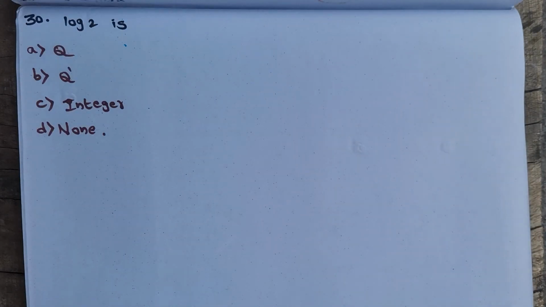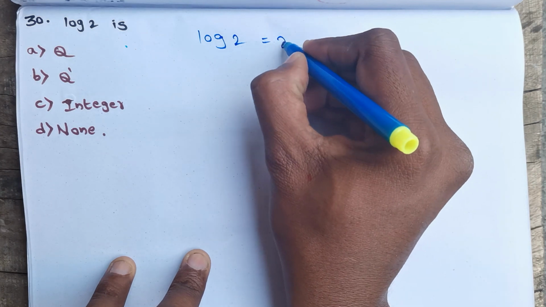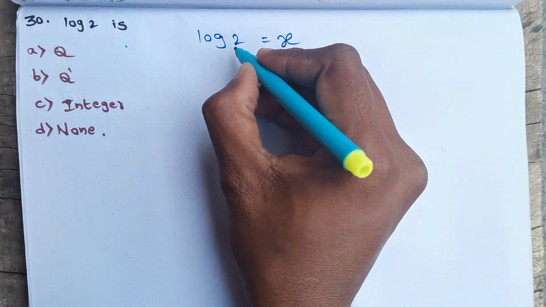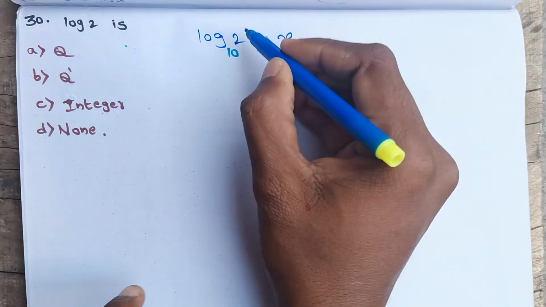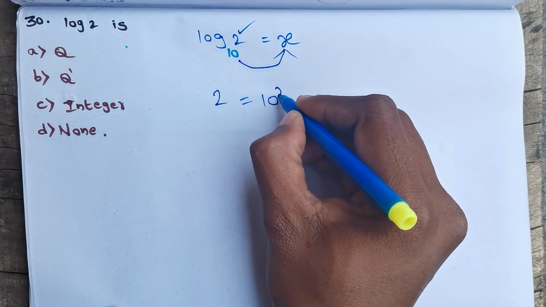Question number 30. Log 2 is rational, irrational, integer, or none of the above. So first what I will do, log 2, I'll make it equal to some constant x. Already we know the logic: if the base is not there, it always means the base is 10. Now the given question is in logarithmic form, so I will convert that to exponential form. So write 2 as it is. This is the base, so take it as the base only, 10 power x.